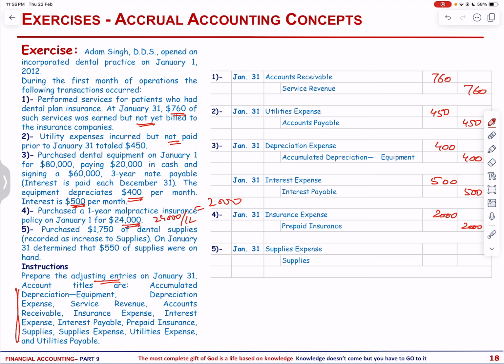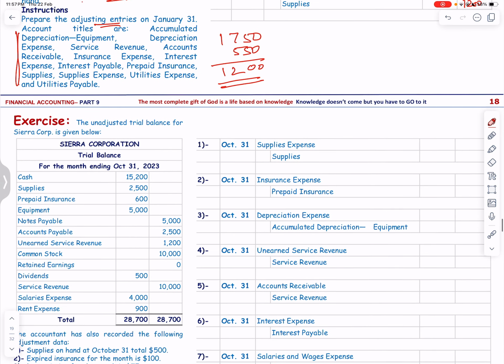Then purchased 1750 of dental supplies on January, that 550 of them were on hand. So 1750 minus 550, that makes 1200. So supplies expense is debit by 1200 and supplies is credit by 1200. Let us move on to the next exercise.